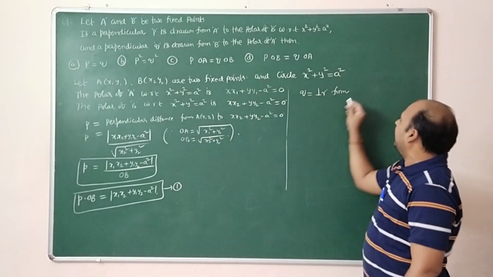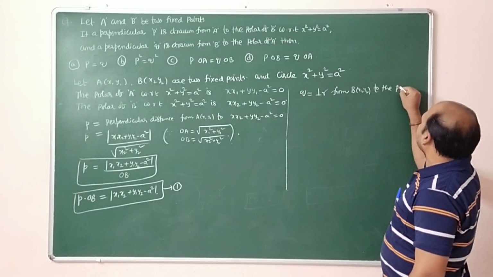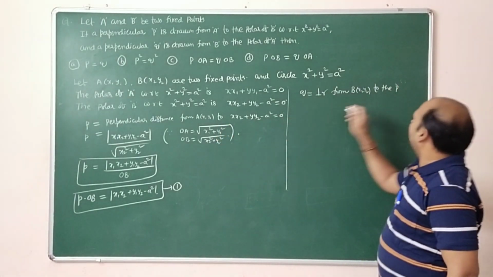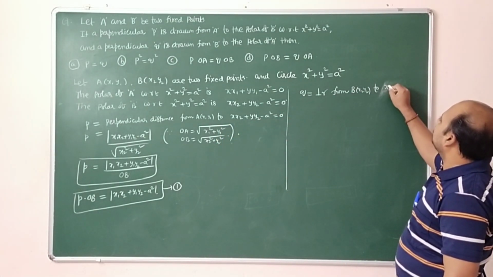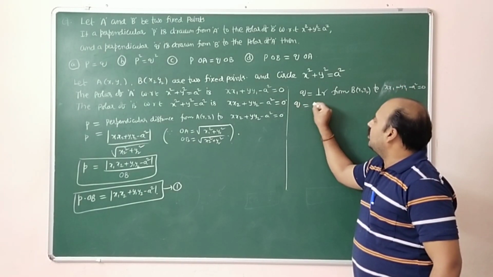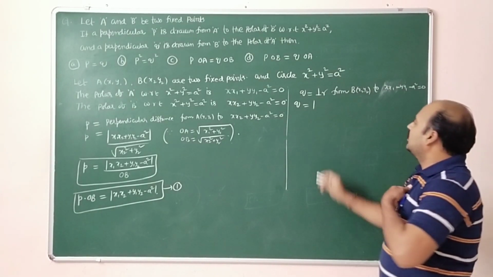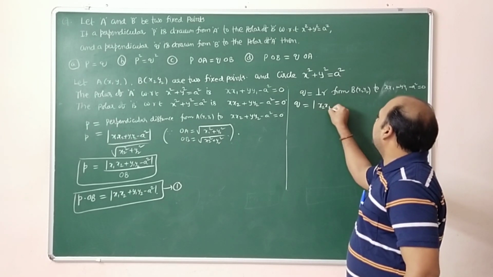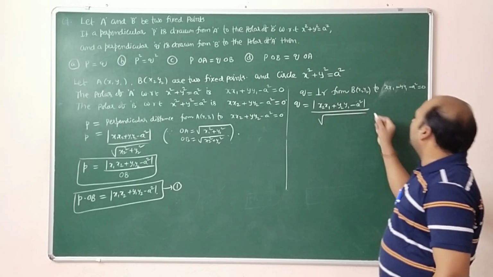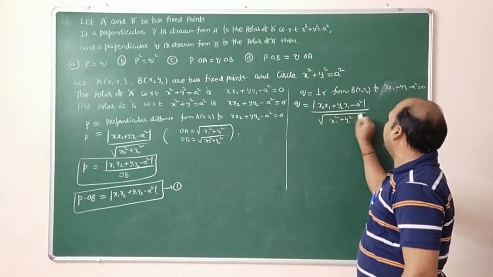From B to the polar of A. From B of (x2, y2) to the polar of A. Directly write it, no need to write polar directly. Polar of A means what? x x1 plus y y1 minus a square equal to 0. That is Q equal to mod, in place of x, y substitute x2, y2. So mod x2 x1 plus y2 y1 minus a square, divided by root over x coefficient whole square plus y coefficient whole square, so root over x1 square plus y1 square.